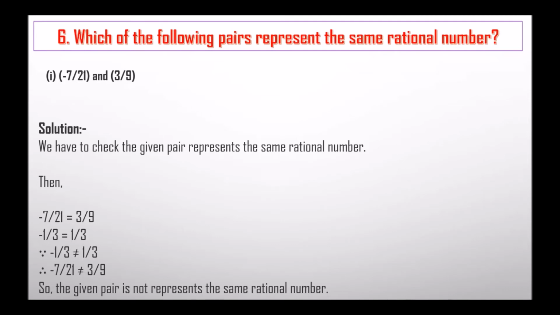Which of the following pairs represent the same rational numbers? Minus 7 upon 21 and 3 upon 9. We have to check whether the given pair represents the same rational number. Minus 7 upon 21 equals minus 1 upon 3, and 3 upon 9 equals 1 upon 3. Minus 1 upon 3 is not equal to 1 upon 3. Therefore minus 7 upon 21 is not equal to 3 upon 9. So the given pair does not represent the same rational number.